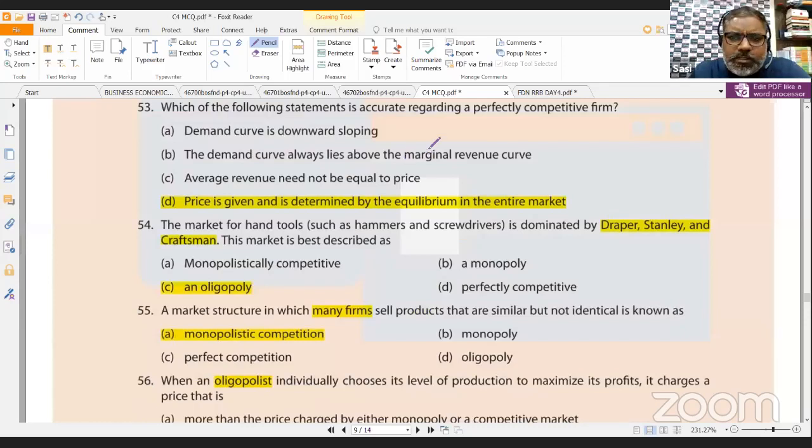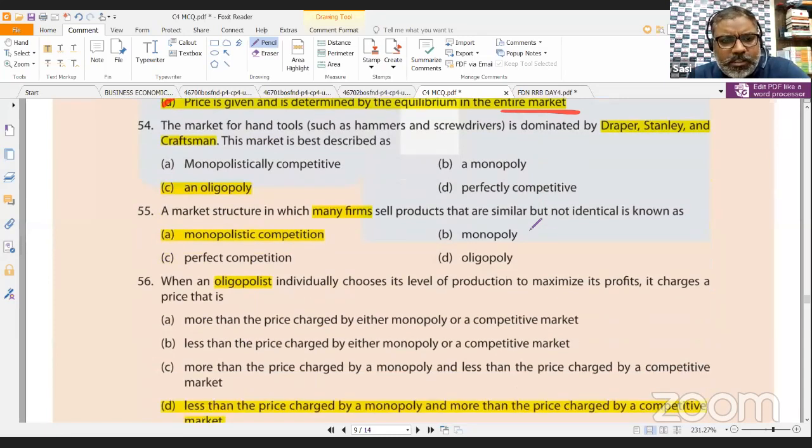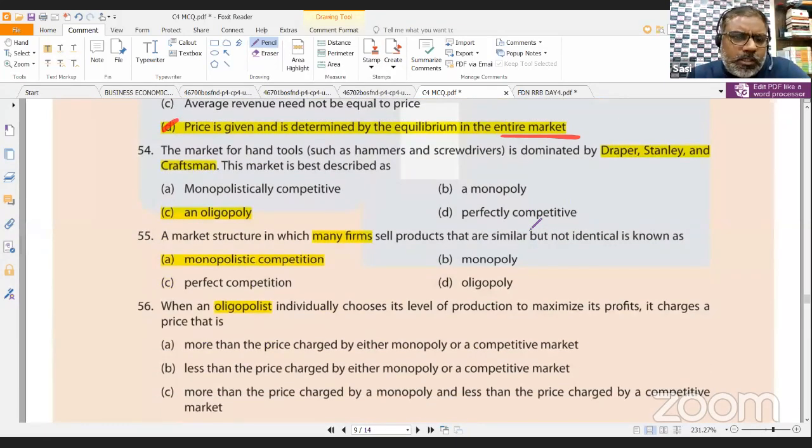Then question number 53. Which of the following statements is accurate regarding a perfectly competitive firm? Once again, price is given and determined by the equilibrium in the entire market. That is a main characteristic. Price is given means fixed. The price is not going to be determined by the seller. It is going to be determined by the equilibrium in the entire market. So D is the correct answer for question number 53.